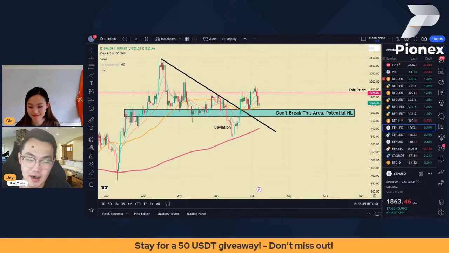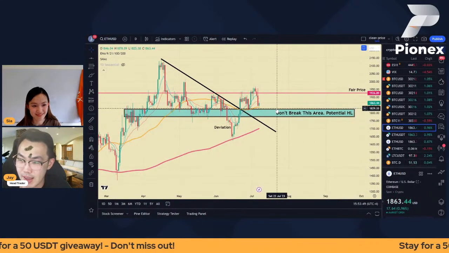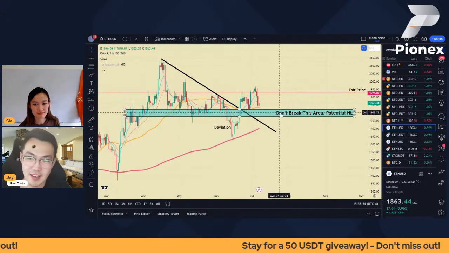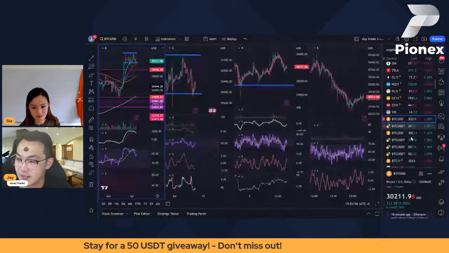Slava is ETH long 10x, and you're up 45%. Where'd you long, Slava? Like 1,830 in this. You might not break this zone, because this is where I would have longed it. Let's take a look.